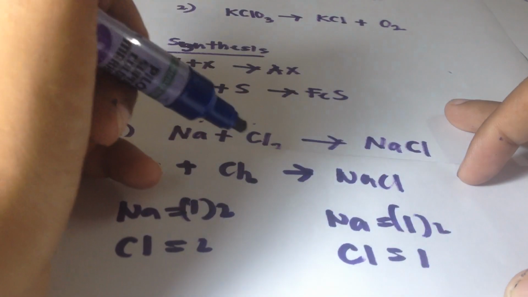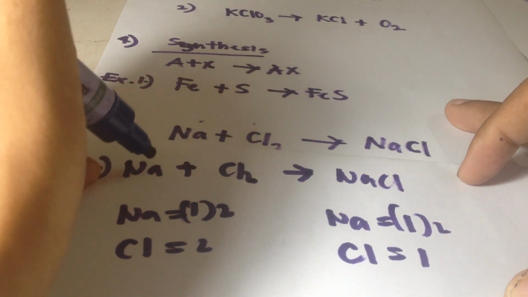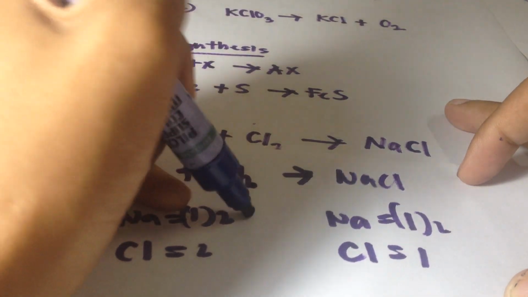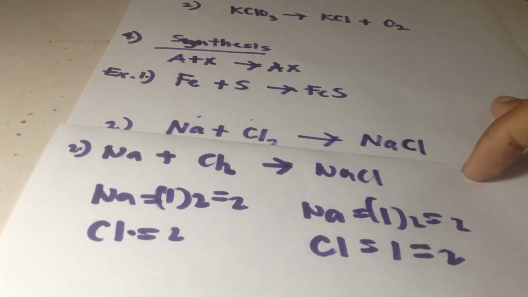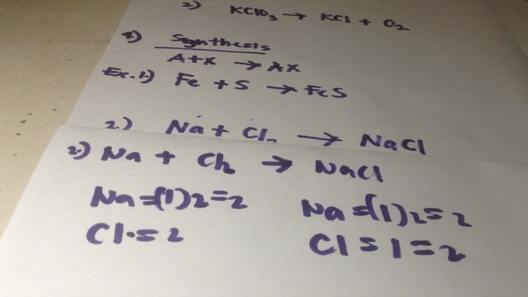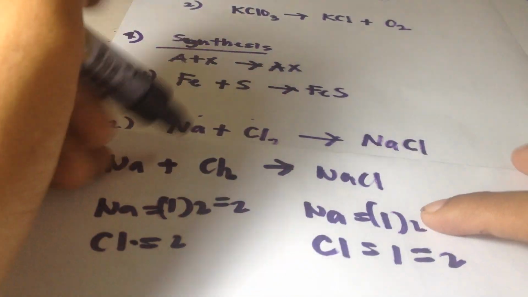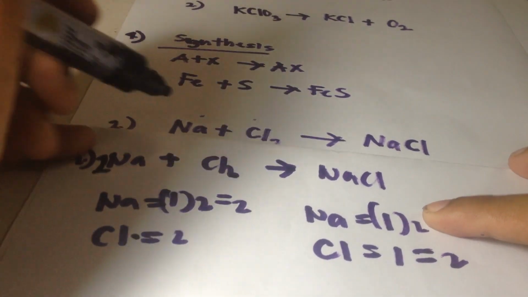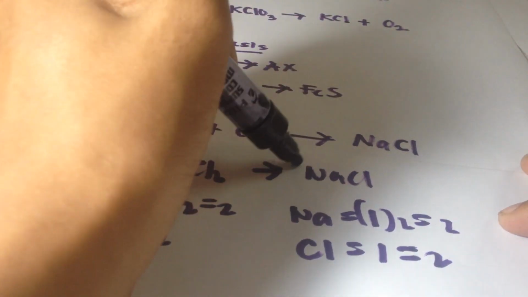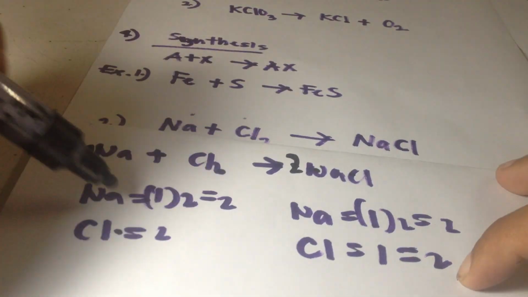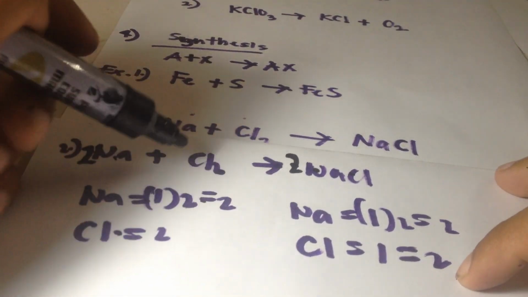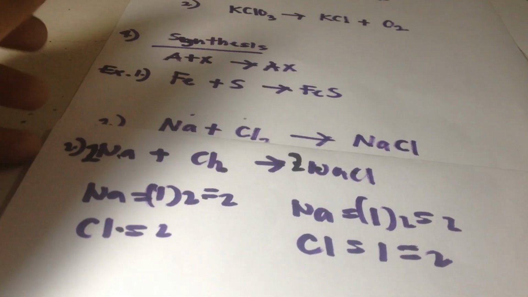In sodium, 1 times 2 equals 2. So chlorine is 2. 1 times 2 equals 2 in sodium. And chlorine becomes 2 also. So you need to write the balance in the coefficients. You put coefficient 2 here in the reactants, and in the product, you put 2 here. So 2 times 1 in sodium equals 2. 2 times 1 in chlorine equals 2. And 2 times 1 in sodium equals 2. And chloride is balanced. So it is balanced.